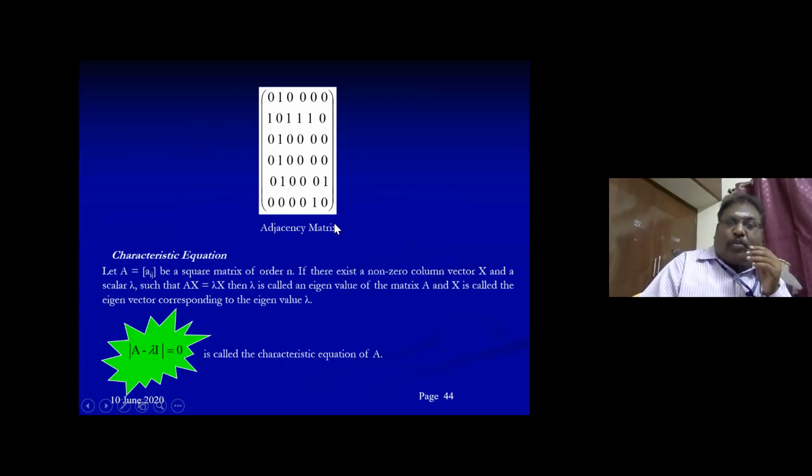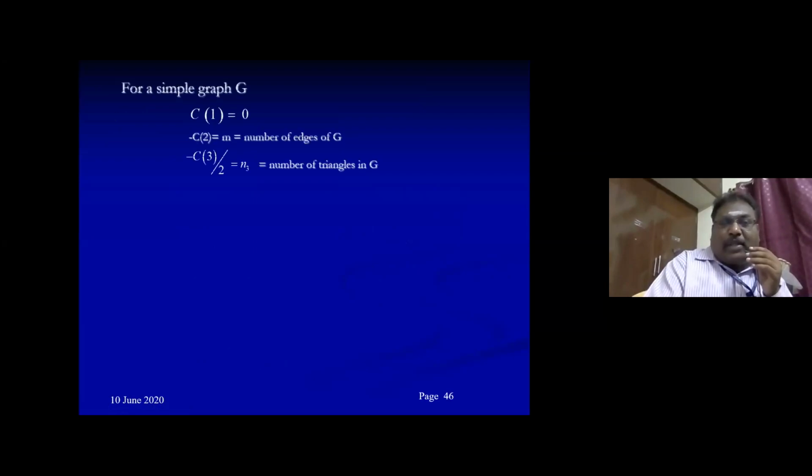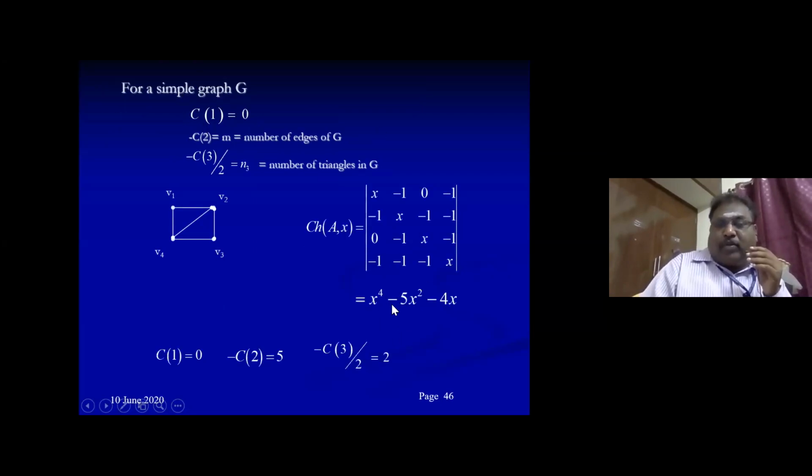Okay. If at least one eigenvalue is 0, the product will be 0, so the constant term also will be 0. Here the constant term is non-zero for our case, but trace is 0 for all simple graphs. So C1 is always 0 for us. So it is x power 4 minus 5x square minus 4x. Constant term is 0 here. That means at least one eigenvalue is 0, so the product of eigenvalues is 0.